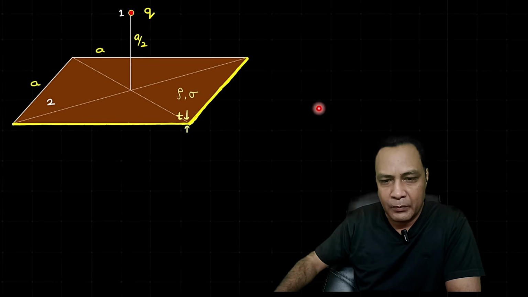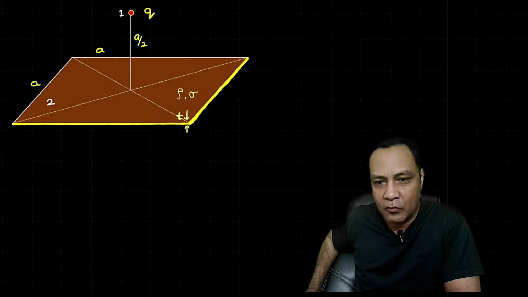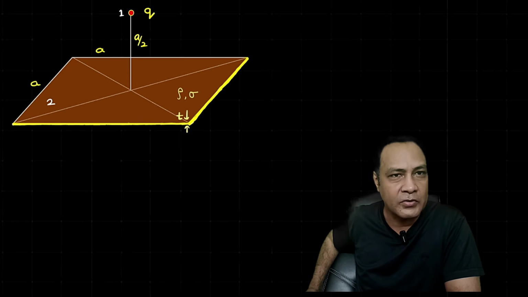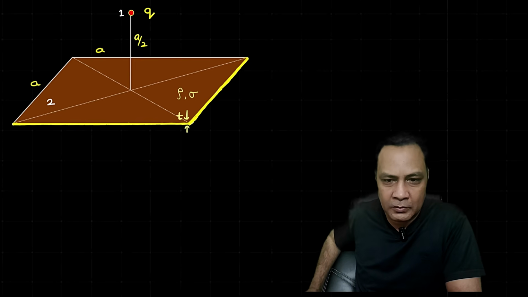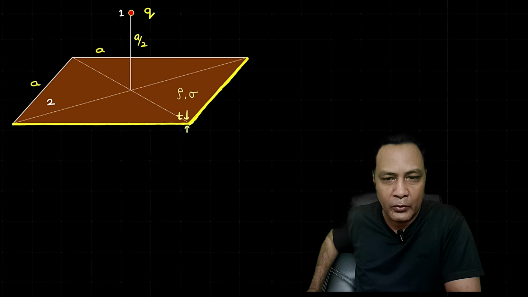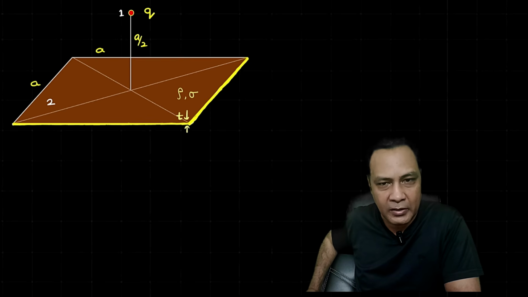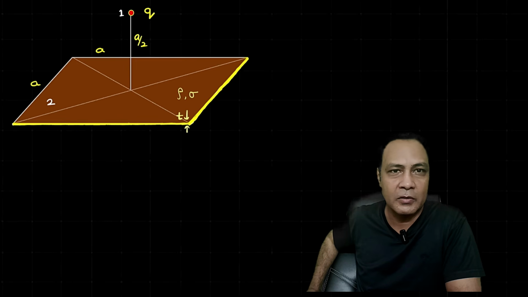So again the same plate, but right now in this diagram I've shown the thickness also. The volume charge density is rho, the thickness is T, and the surface charge density is sigma. So obviously sigma is equal to rho into T if the total charge is Q. So sigma is equal to Q by area, and rho is equal to Q divided by A into T. Putting in those values, we get sigma is equal to rho into T.